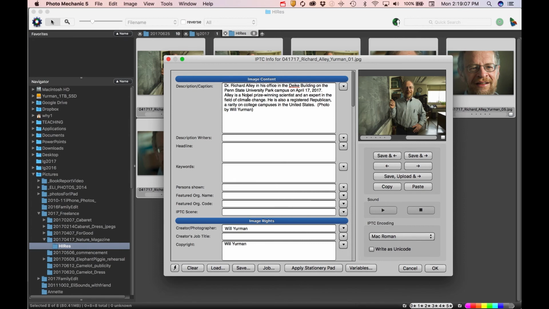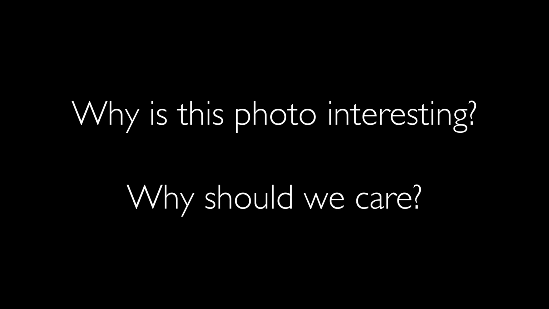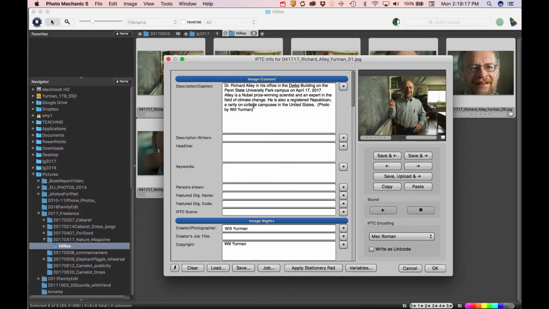The second and third sentence, if necessary, answer really the why question. Why is this photo interesting? Why should we care? What's going on in the photo? Context that gives the photo meaning. So here we have Alley is a Nobel Prize-winning scientist and an expert in the field of climate change. So that explains why he's interesting.